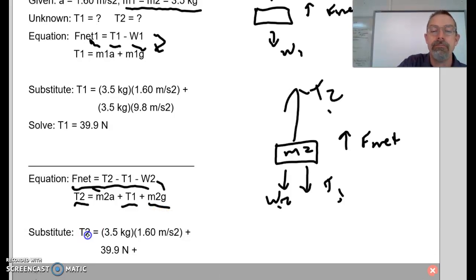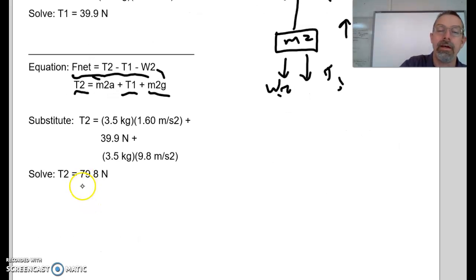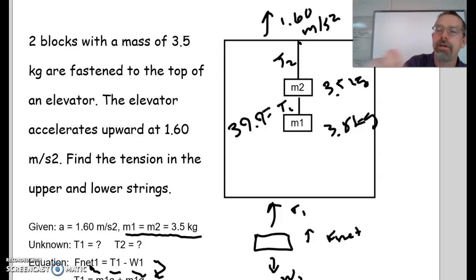So I'm going to substitute in T2 equals this net force on that mass plus this T1 that's working against me plus the weight, and I'm going to find out when it's all said and done that my tension in the second string is twice as great as the tension in the first string. This string right here is trying to handle twice as much labor as the bottom string.